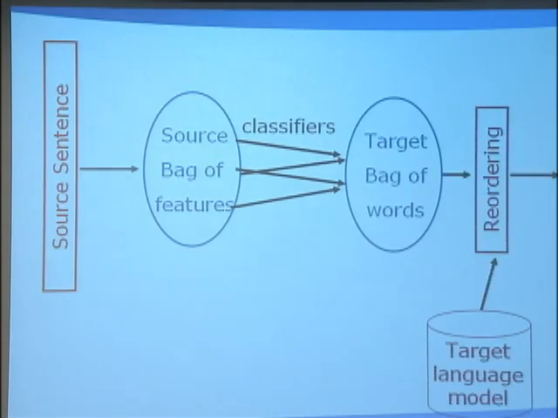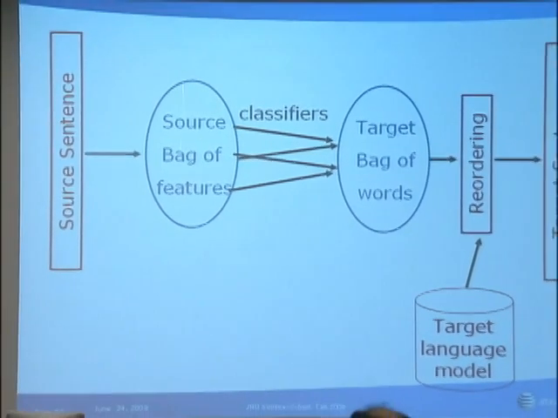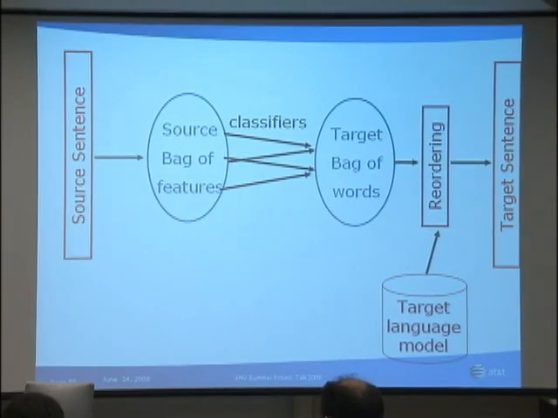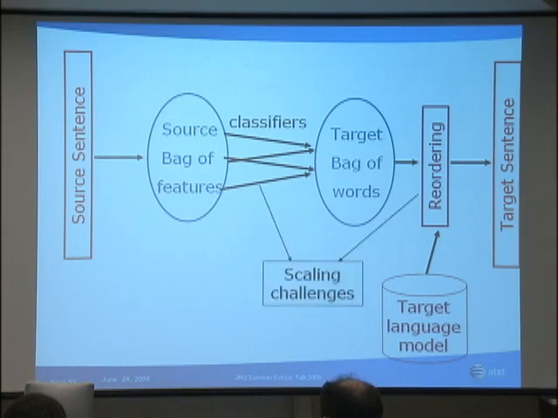Okay, schematically, here's the source sentence. You get this source bag of features, and these could be n-gram features, contiguous features from the source side, and then you produce a target bag, and then do the reordering. The point is that both these steps have scaling challenges, meaning it has to scale. Suppose I produce a bag of 20 words here. How am I going to reorder them? How am I going to put them in the right order?